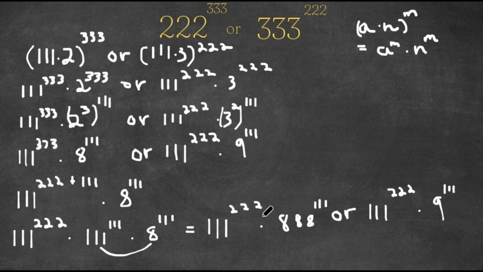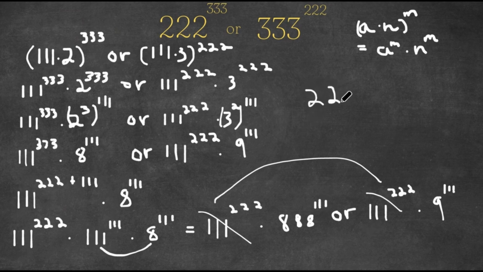Now if you notice, these two are the same, so we can cancel them out. So it's between 888 to the power of 111 and 9 to the power of 111. And 888 is much larger than 9, and both of these are to the same power, meaning that our left side, 222 to the power of 333, is the larger number. So 222 to the power of 333 is greater than 333 to the power of 222.